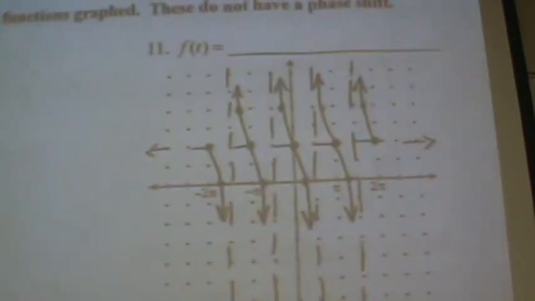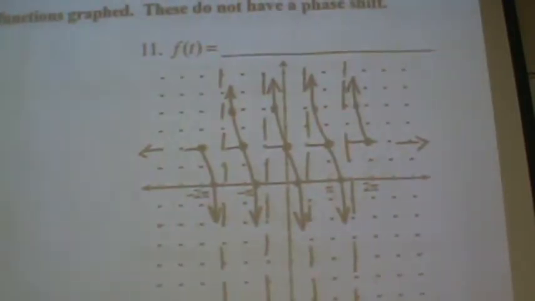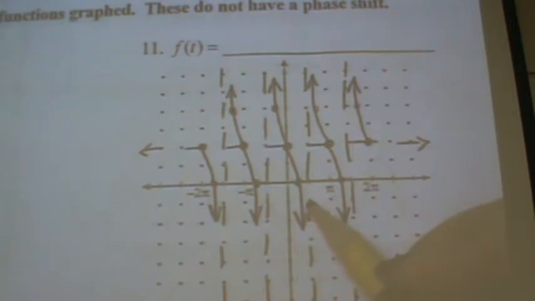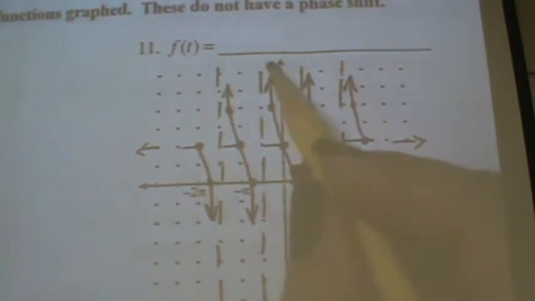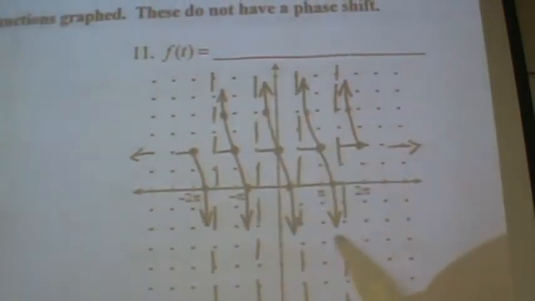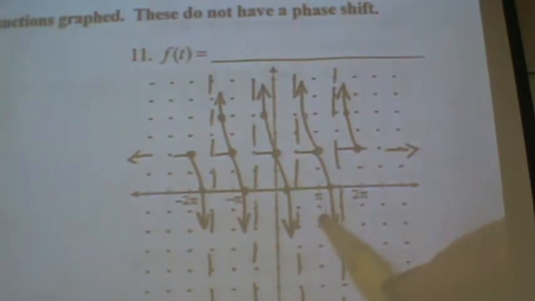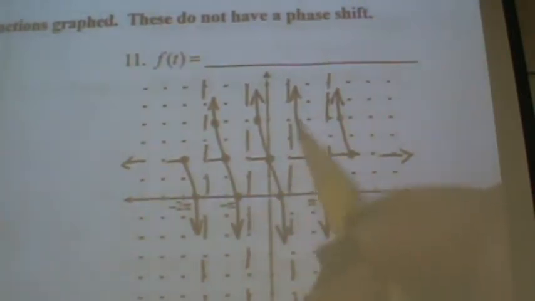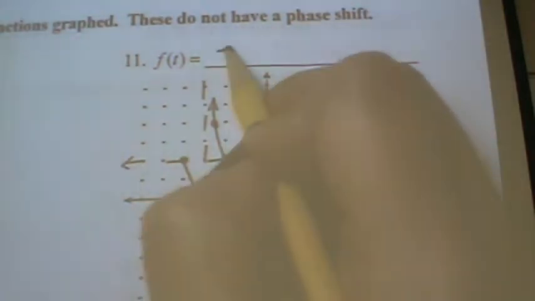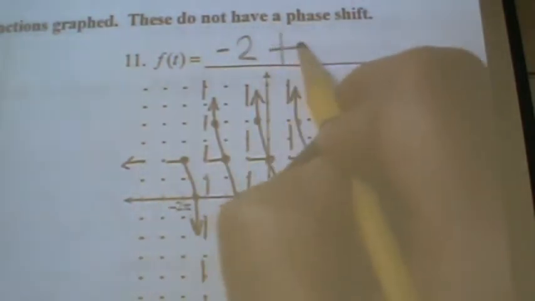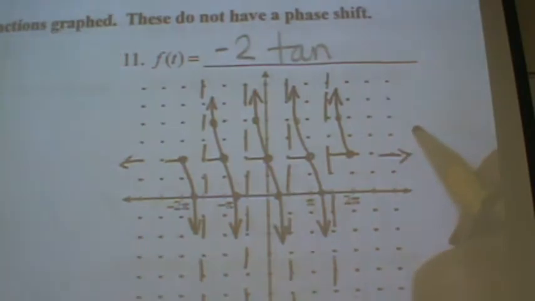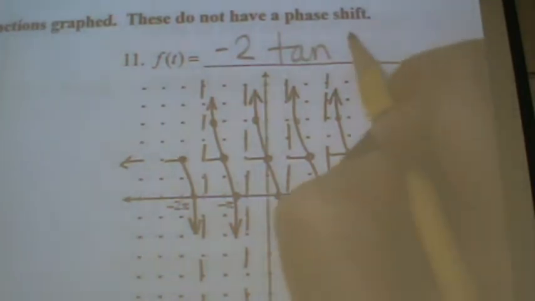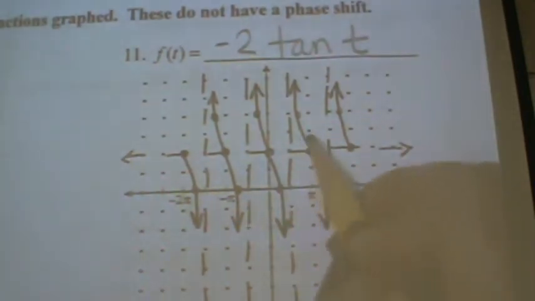Number 11 is the tangent, or actually this one's the tangent graph, but it's backwards. So it has a negative in front of the coefficient, and the steepness is 2. So it's negative 2 tangent, and it's a shift. How high? Up 2.